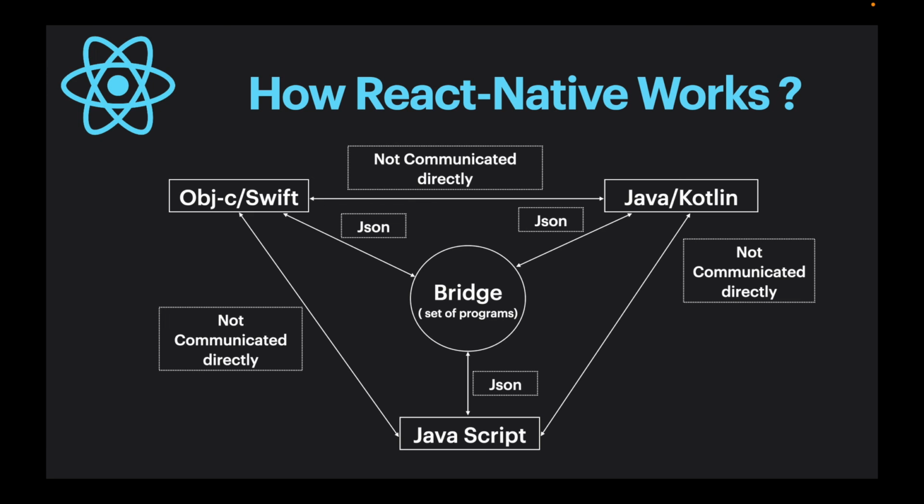So suppose JavaScript wants to communicate with Objective-C; with the help of the Bridge they can communicate, but in the form of JSON. In the same way, JavaScript can communicate with Java and Kotlin with the help of the Bridge, in the form of JSON. So all the communication from JavaScript to the native side is possible with the help of the Bridge. This is the old architecture of React Native that we used in previous versions of React Native.